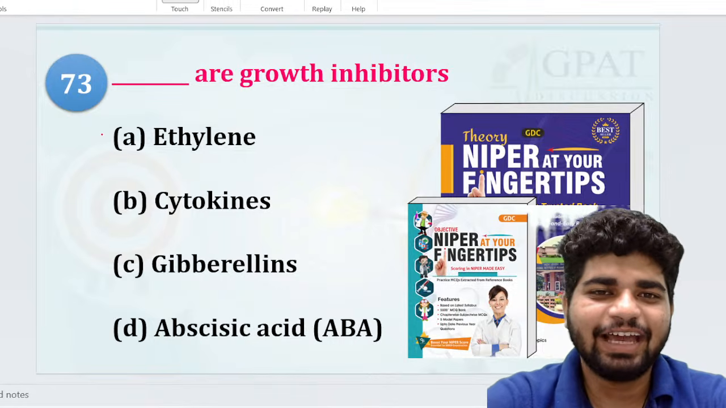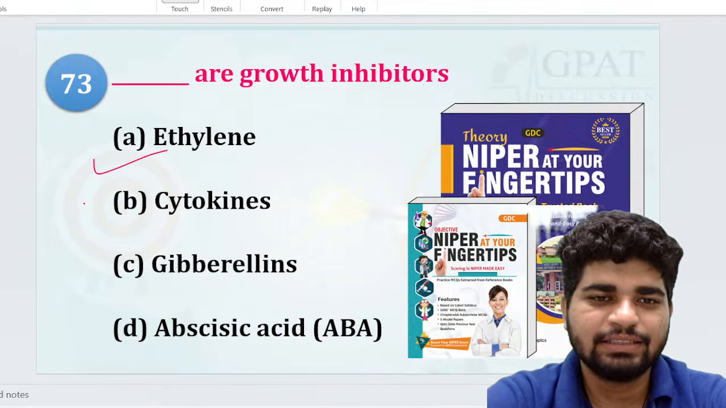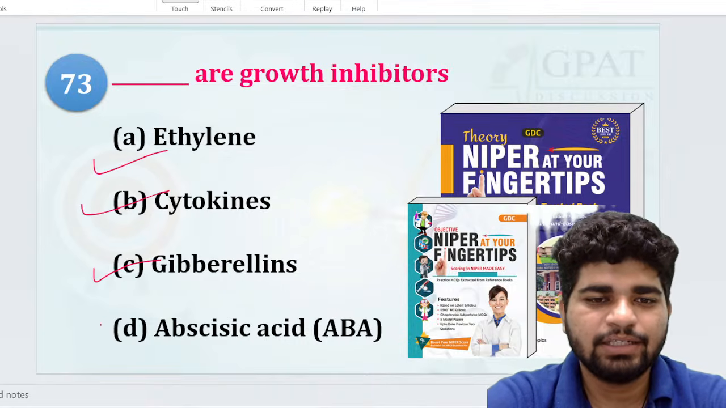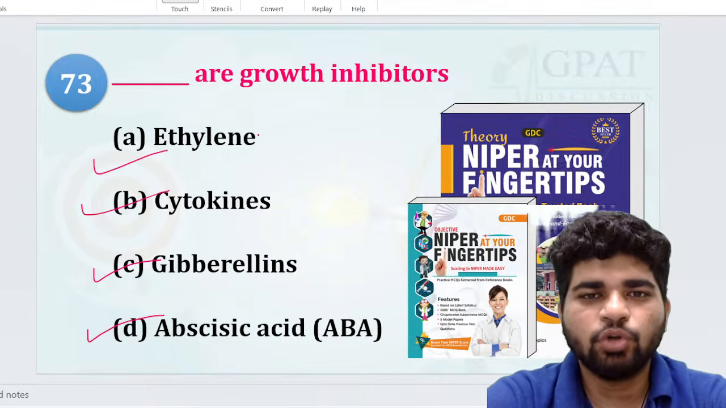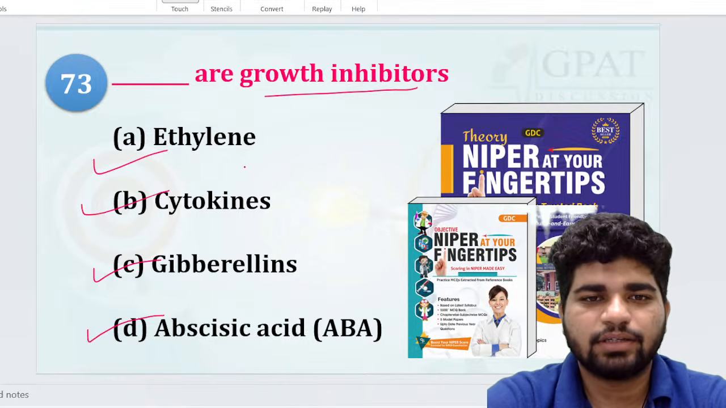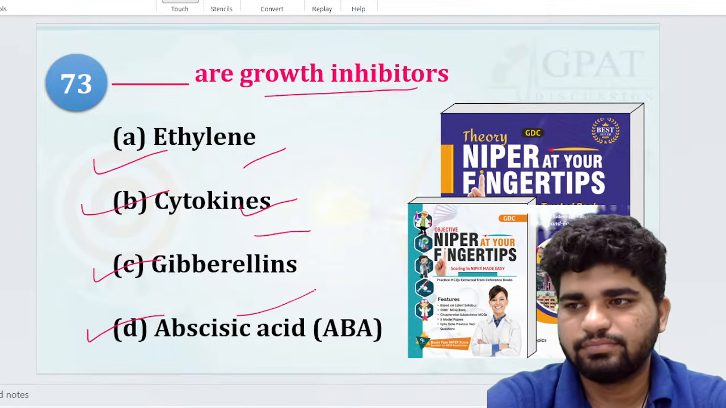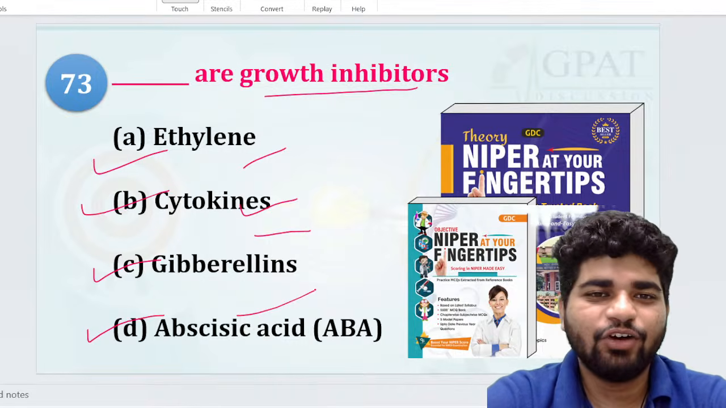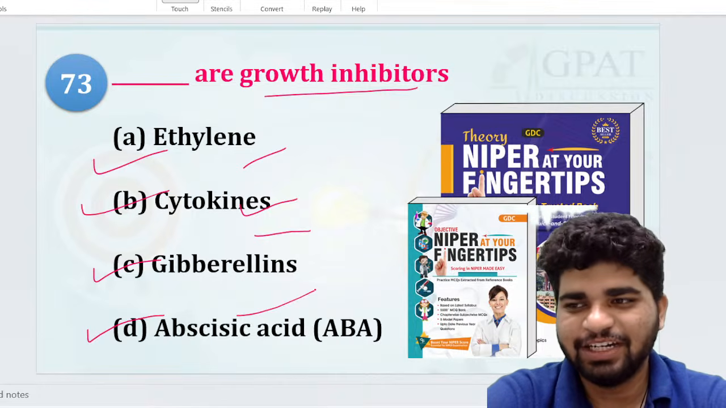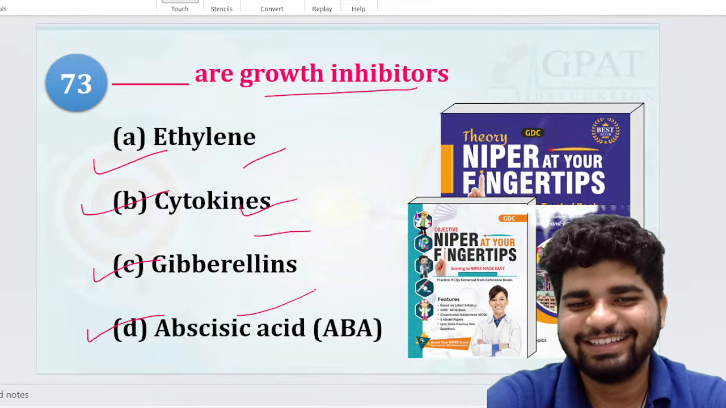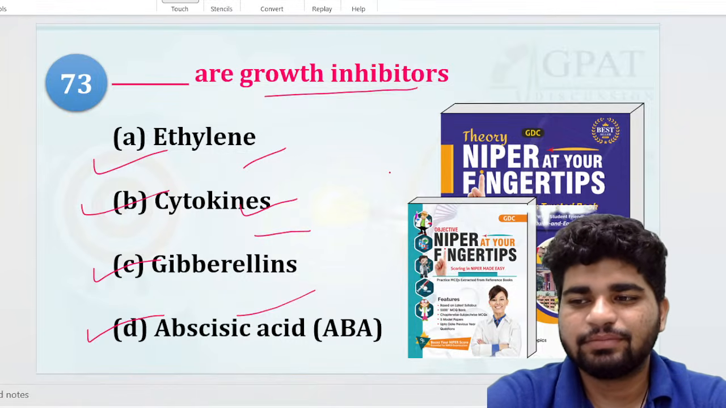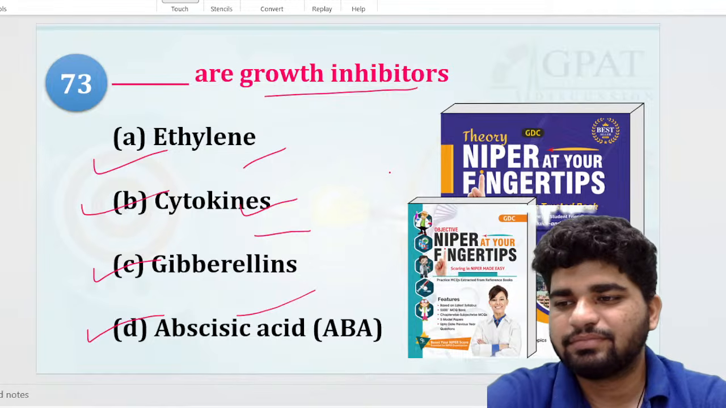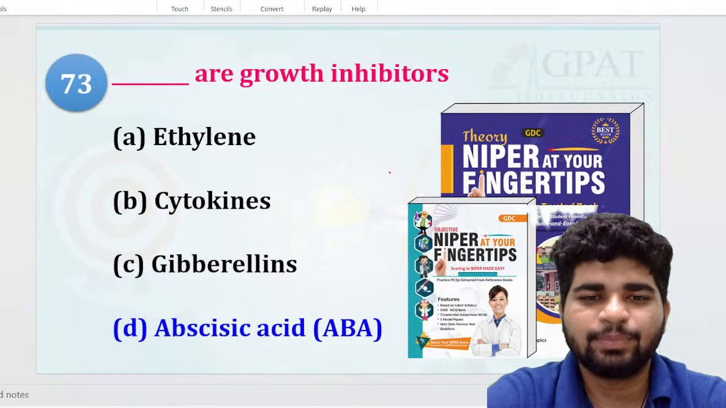Which of these are growth inhibitors? Is it ethylene, cytokinin, gibberellin, or abscisic acid? Growth inhibitor, I'm asking, guys. All correct. Yes, Vasundhara. Okay, now from pharmacognosy you have to count. Growth inhibitors I'm asking. That's your D, abscisic acid.